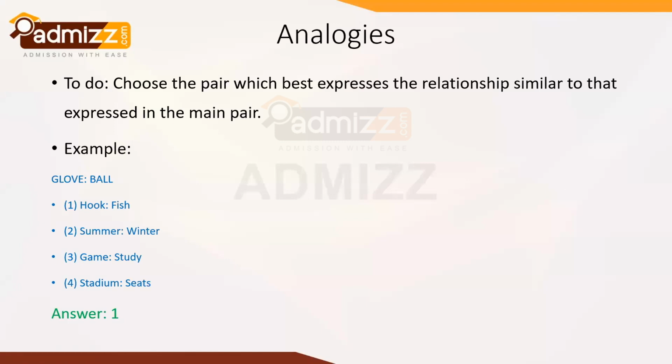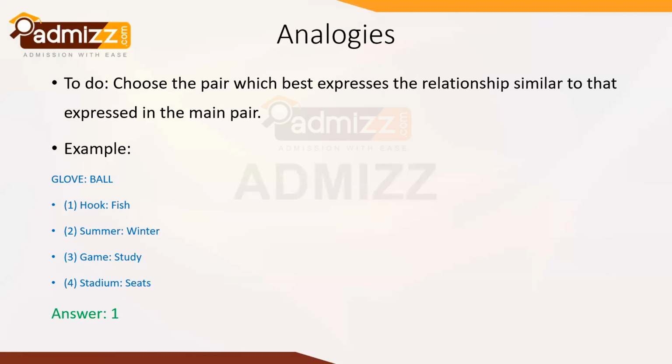So in the type of problems related to analogies, what you have to do is choose the pair which best expresses the relationship similar to the one expressed in the main pair, right? So for instance, take a look at this example: glove and ball, right? Now, usually a glove is used to catch a ball, right? In cricket, in baseball, we have seen this quite a few times. Glove is used to catch ball.